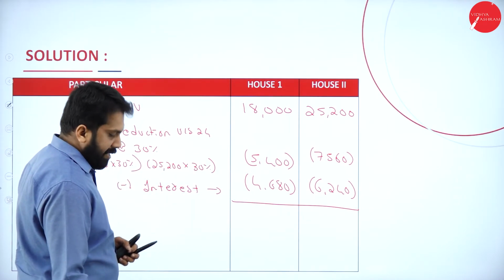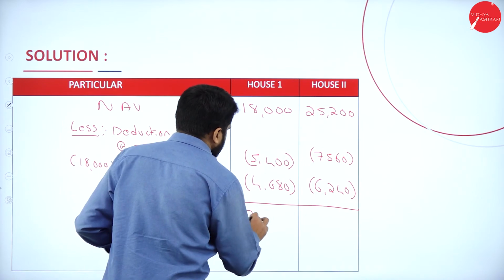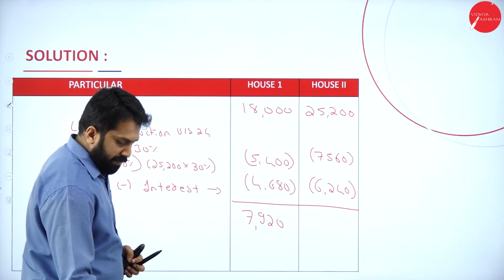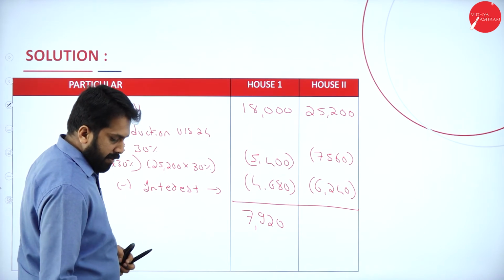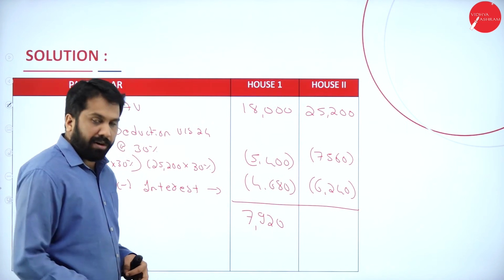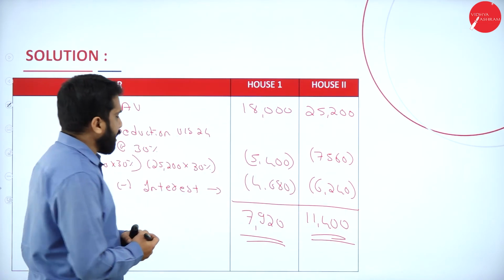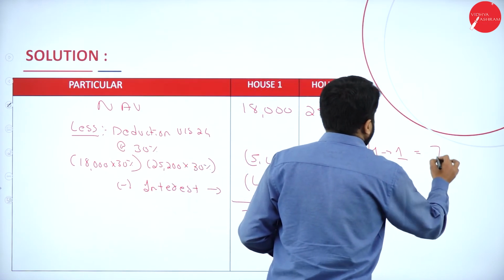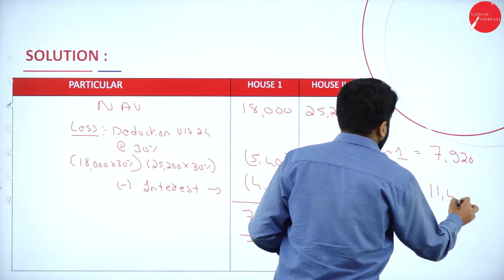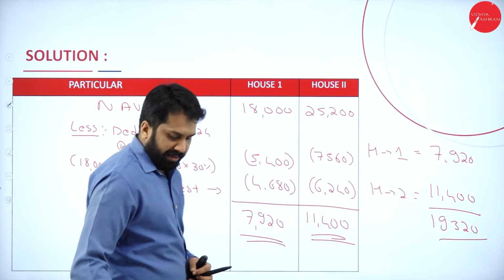I'll go for this. Your 18,000 minus 5,400 minus 4,680. I got 7,920. What about the last one? 25,200 minus 7,560 minus 6,240. I got 11,400 in this. So this is also done. What is the final answer? House 1, 7,920. House 2, 11,400. Total it will be 19,320.